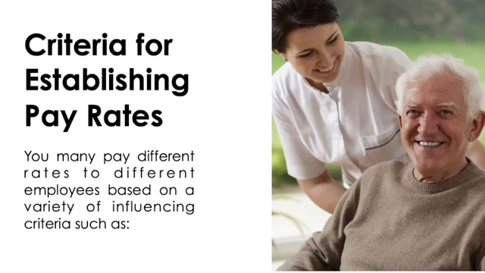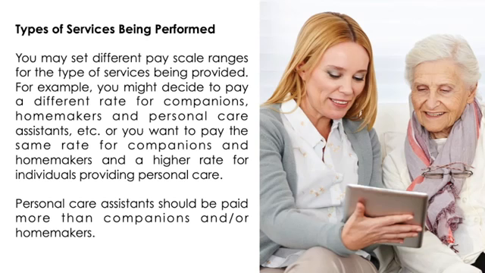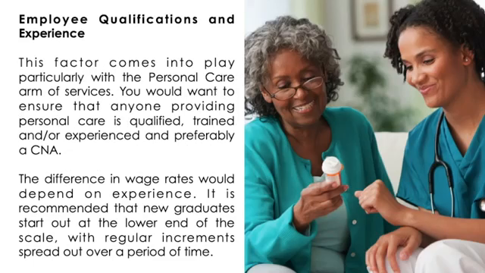Let's talk about criteria for establishing pay rates. You may pay different rates to different employees based on a variety of influencing criteria. Those criteria are, first, the type of services being performed. You may set different pay scale ranges for the type of services being provided. For example, you might decide to pay a different rate for companions, homemakers, and personal care assistants, or you might pay the same rate for companions and homemakers and a higher rate for individuals providing personal care. Personal care assistants should be paid more than companions and homemakers, and typically personal care assistants are CNA certified.